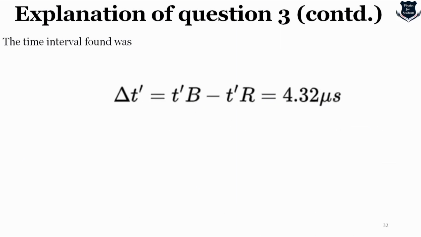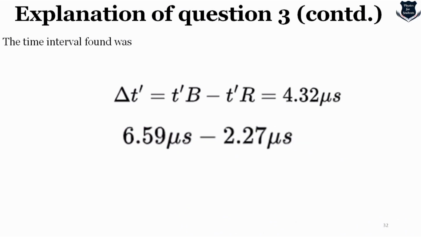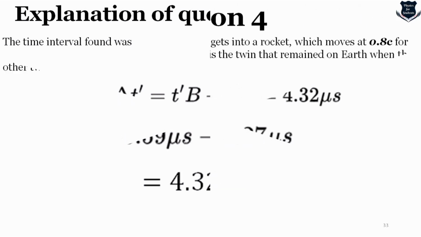Okay, so how do we find the time interval? The time interval is 4.32 mu seconds. 6.59 minus 2.27 gives this value. So I just thought to make it on a fresh slide.